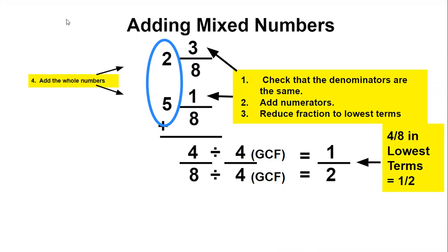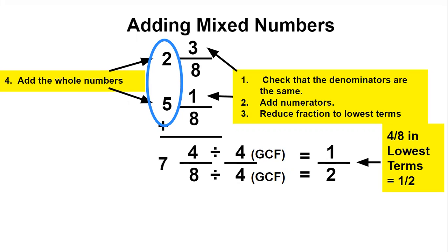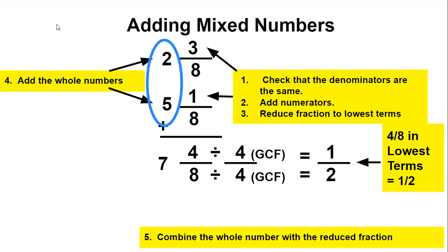So add the whole numbers, 2 plus 5, 7, right? So now what? We have to combine our 7 with our 1/2 that we reduced there on the end. Combine the whole number with the reduced fraction. So the 7 and the 1/2 go together. The final answer is 7 and 1/2. That went really quick. The answer was 7 1/2. Okay, we'll show you another one.